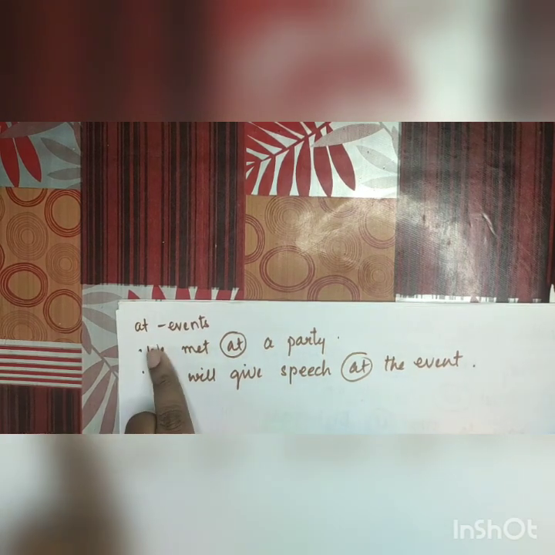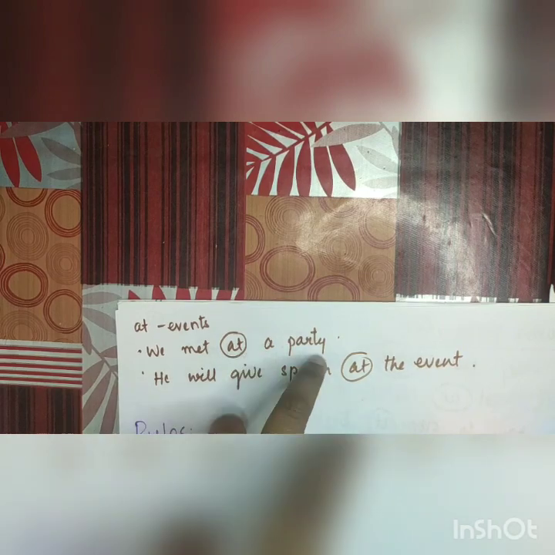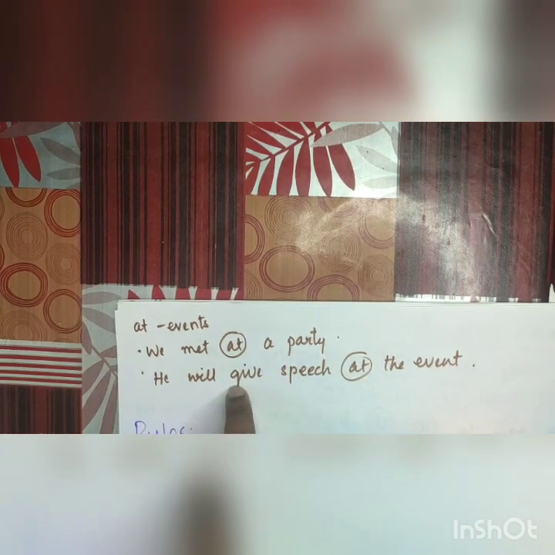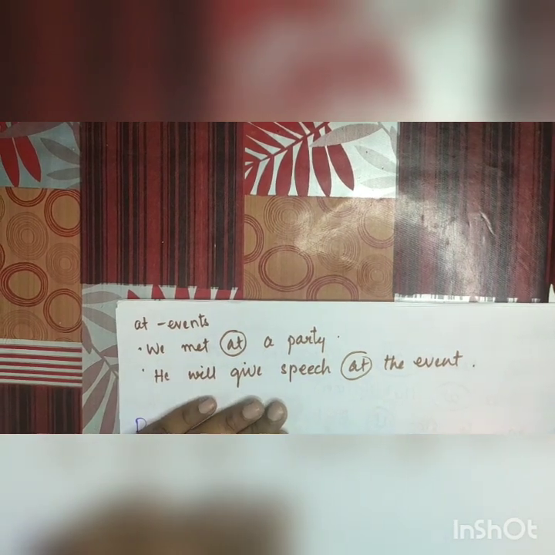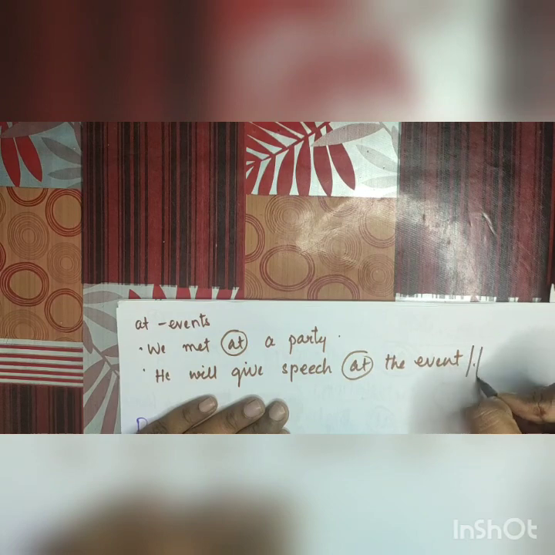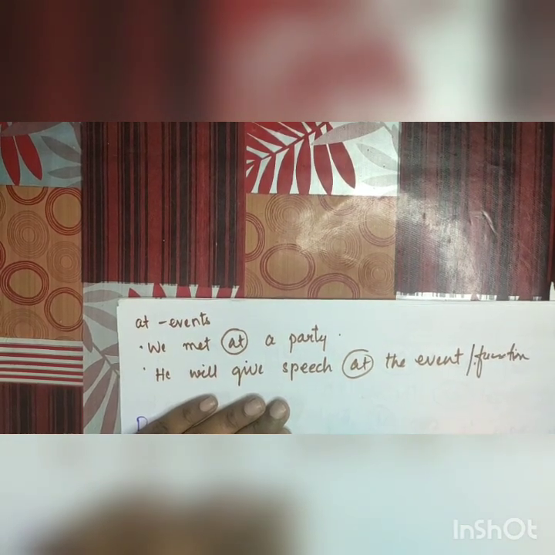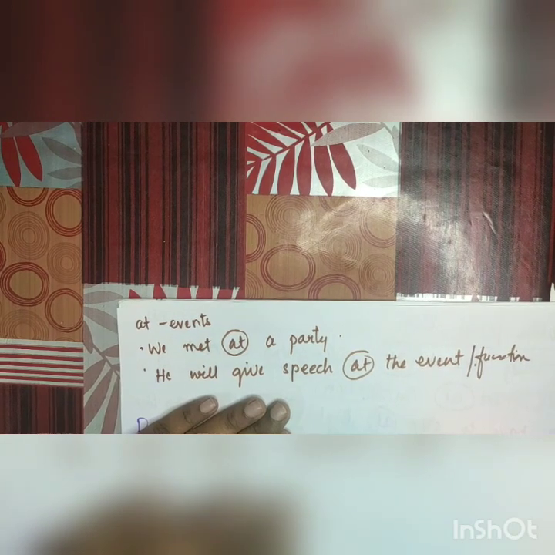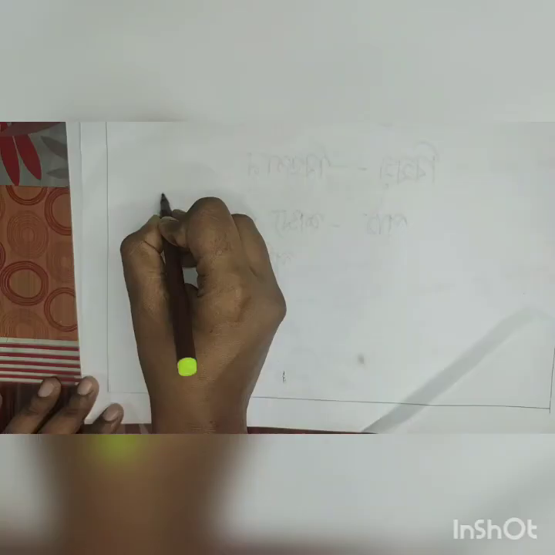"At" is also used to depict an event. Like, we met at a party. He will give a speech at the event. So, at the event or at the function. In an event, when you are going and doing something, to specify the location or the place of that, we are using "at". Okay, so this is all.